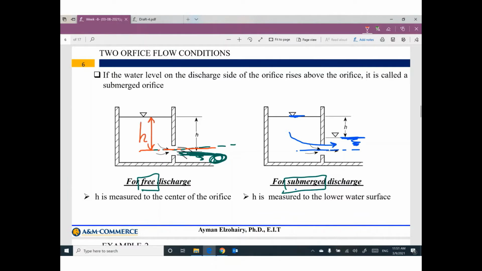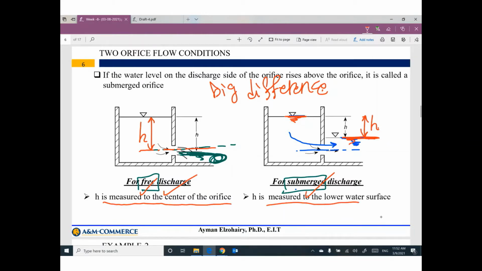If this flow is free. If we have submerged flow, H will be the distance between this water level and this water level. Big difference. What is the value of H if you have free discharge? What is the value of H if you have submerged discharge? H is measured to the center of the orifice for free discharge. H is measured to the lower water surface for submerged discharge.